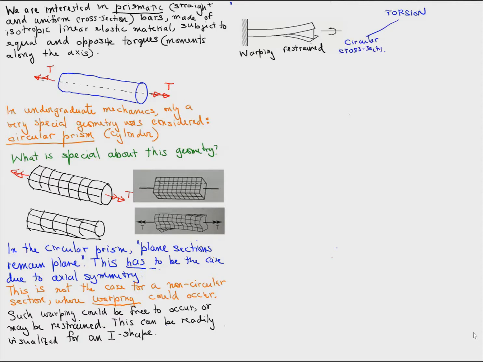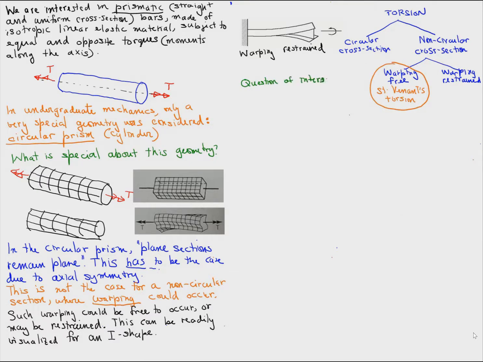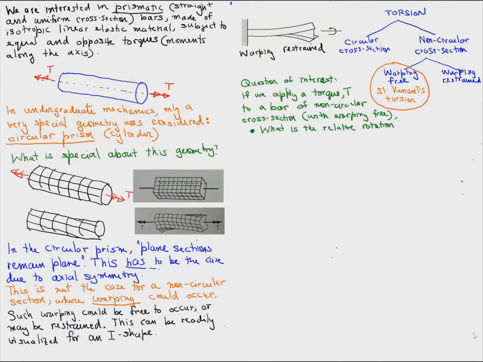So we can think of torsion as in different scenarios: circular cross-section, non-circular cross-section, and under non-circular cross-section when warping is free or when warping is constrained. When warping is free, we call this Saint-Venant torsion, and that's the situation we'll be exploring in the rest of this assignment. So the question we're interested in is if we apply a torque T to a non-circular cross-section bar, what's the relative rotation between the ends, and what's the maximum shear traction on any cross-section.